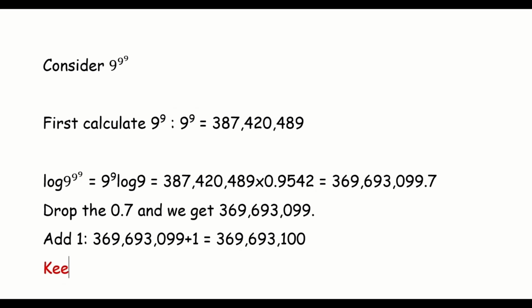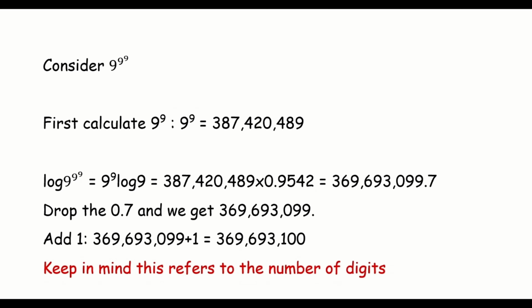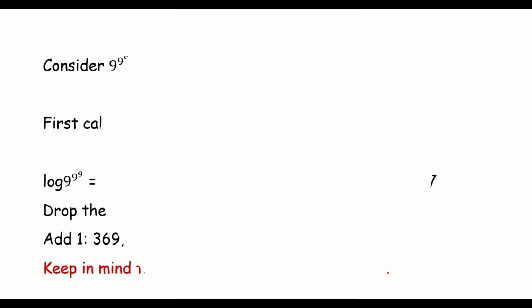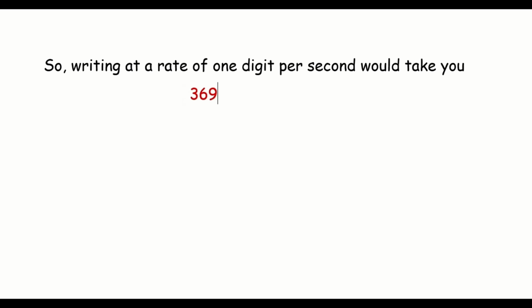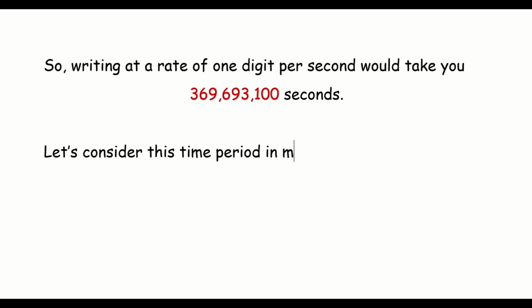Now, it's very important to keep in mind that this number is referring to the number of digits. It's not what the number 9 raised to the power of 9 raised to the power of 9 actually is. It's purely the number of digits that that number has. So writing this number out at a rate of 1 digit per second would take you 369,693,100 seconds. So let's consider this time period in minutes, hours, days, weeks, and years.